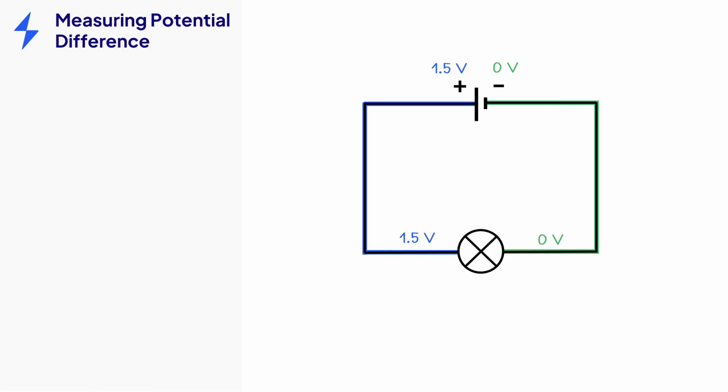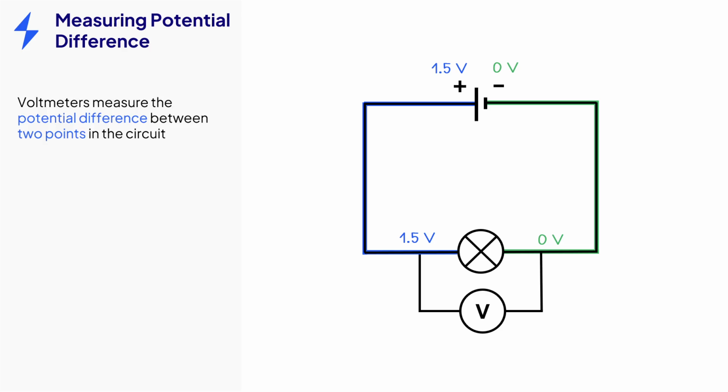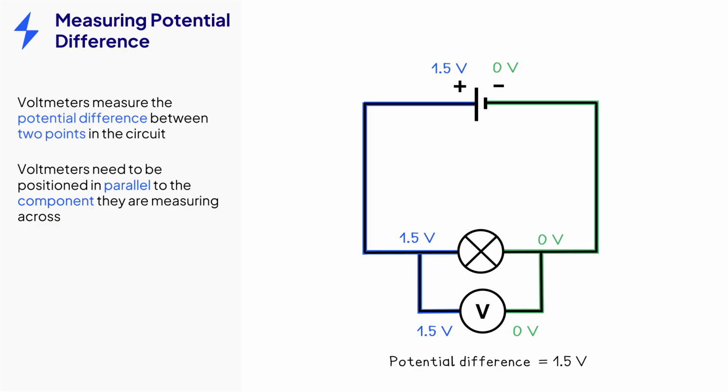A voltmeter measures the potential difference, or the difference in electrical potential, between 2 points in the circuit. Think of the branches or wires on either side of the voltmeter being like arms grabbing onto 2 different points in the circuit. It measures the potential difference between these 2 points. For that reason, a voltmeter has to be positioned in parallel to the component it's measuring. It has to be connected to 2 different points.